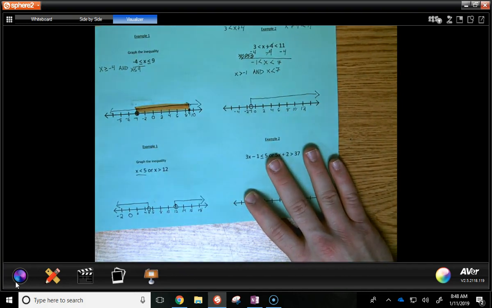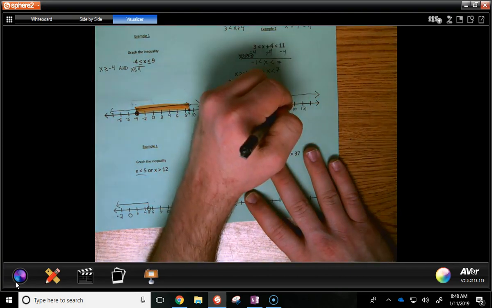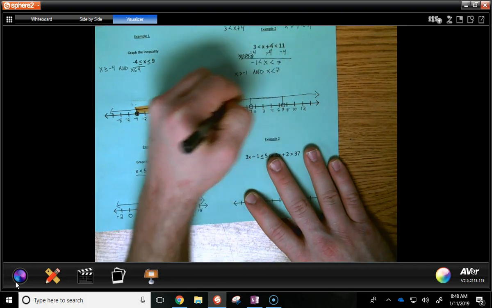X has to be less than 7. Open circle, there's the 7.